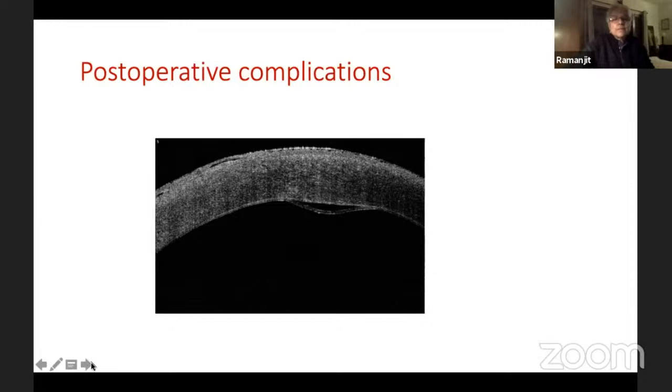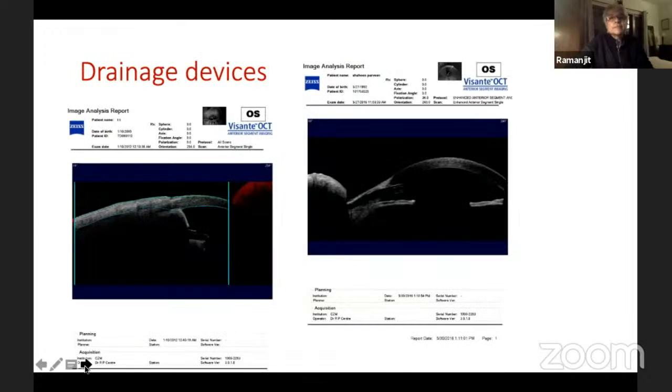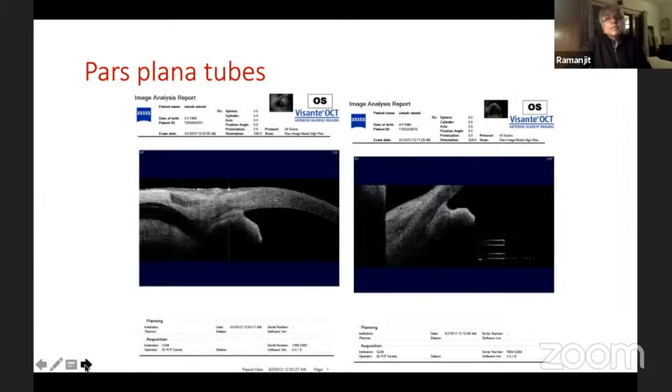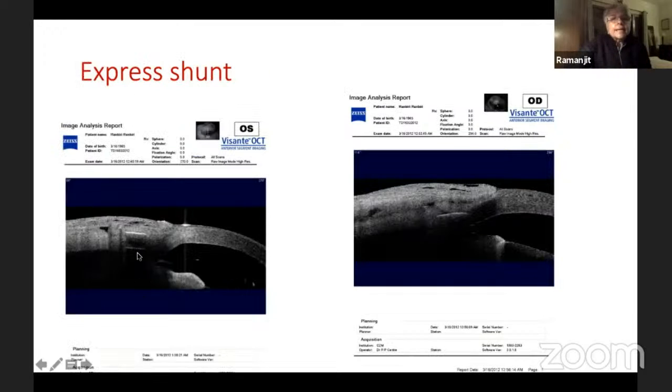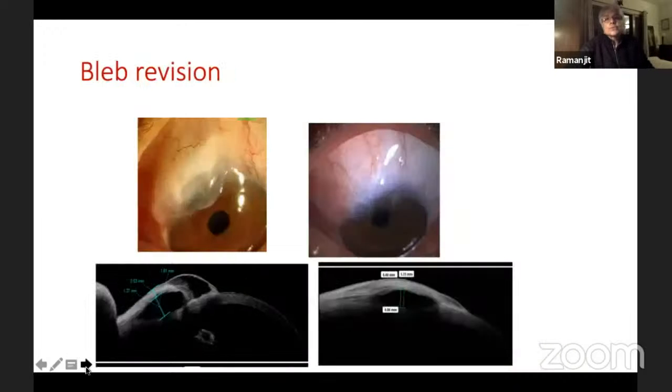This is a Descemet's membrane tear, sometimes even with trabeculectomy. Drainage devices can be seen very clearly. You can see the AGV tubes over here. And if you put it into the pars plana, you can see the tube coming behind the iris. You can see an Express shunt, and because it's metallic, you can see the edges much more clearly. It tells you that in this particular instance, the Express shunt has been blocked by fibrosis.